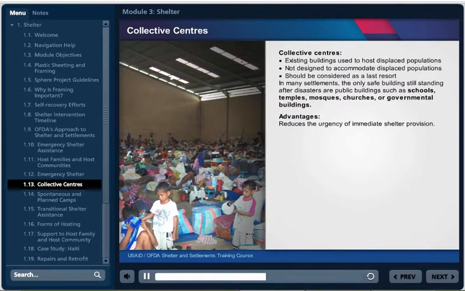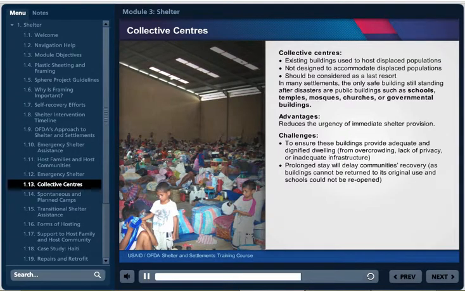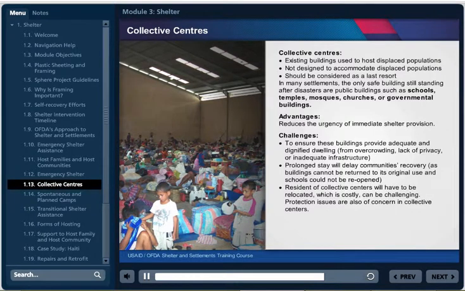While this reduces the urgency of immediate shelter provision, ensuring that these buildings provide adequate and dignified dwelling is often a challenge, whether from overcrowding, lack of privacy, or inadequate infrastructure. Prolonged stay will also delay communities' recovery, as the buildings cannot be returned to their original use and schools could not be reopened. Residents of collective centers will have to be relocated, which is costly and can be challenging. Protection issues are also a concern in collective centers. Collective centers should only be used as a last resort.